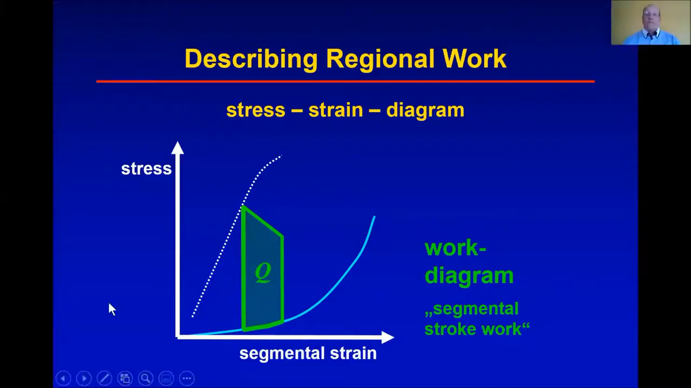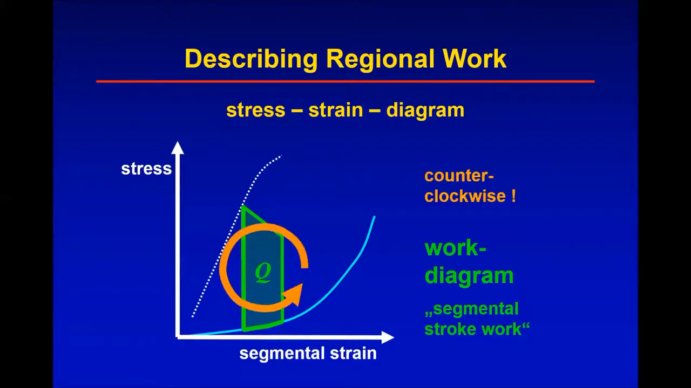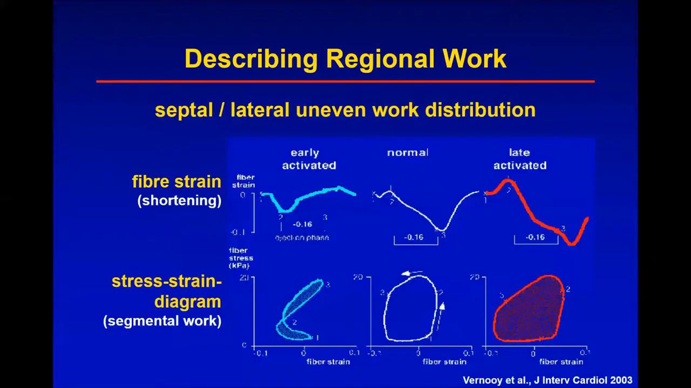So, we were talking about the segmental stroke work, and that if we look at this diagram, then we have always a counterclockwise rotation of the loop. This is completely different if we have a patient with a left bundle branch block. You remember the strain curves in the early activated segment with the early shortening, and in the late activated segment with the late shortening. So this is the septum and this is the lateral wall.